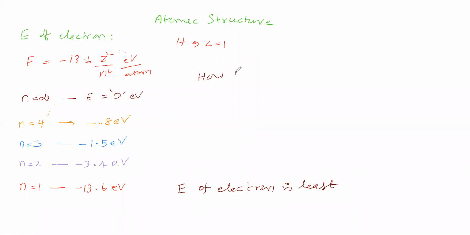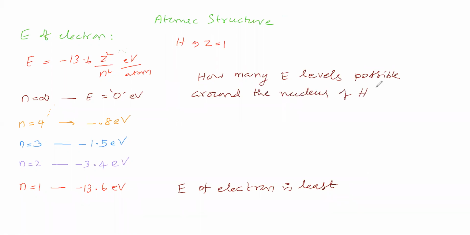Okay, how many energy levels possible around the nucleus of hydrogen? Now, let us see the hydrogen spectrum. Hydrogen spectrum has many spectral lines.